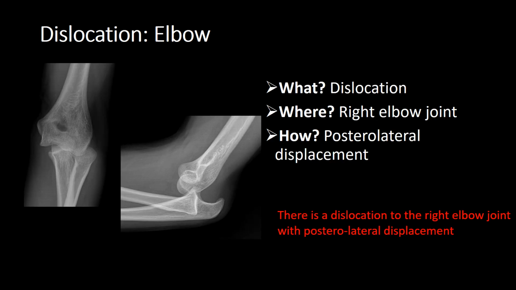So what is it? It's a dislocation. Where? The right elbow joint. How? Posterolateral displacement.